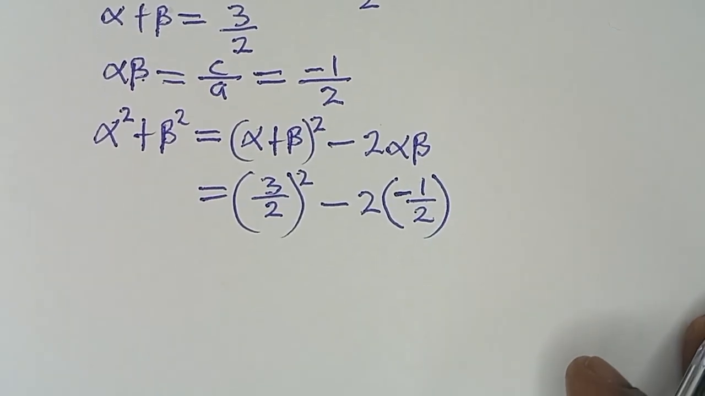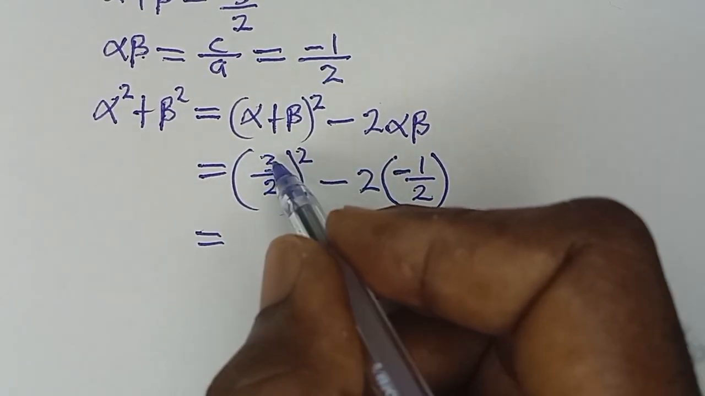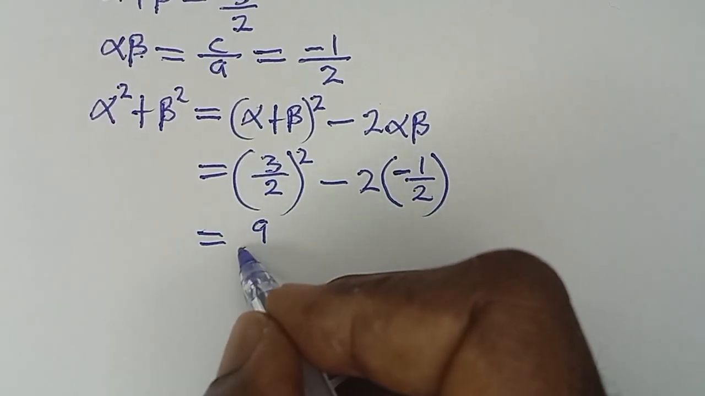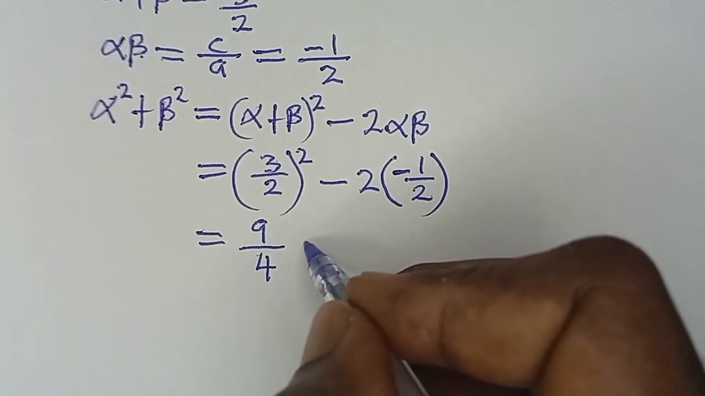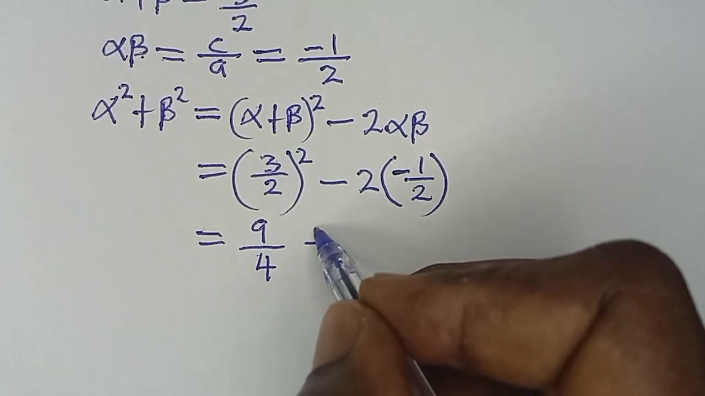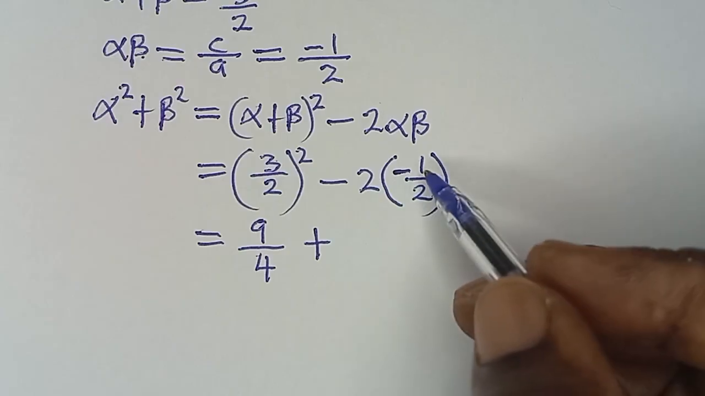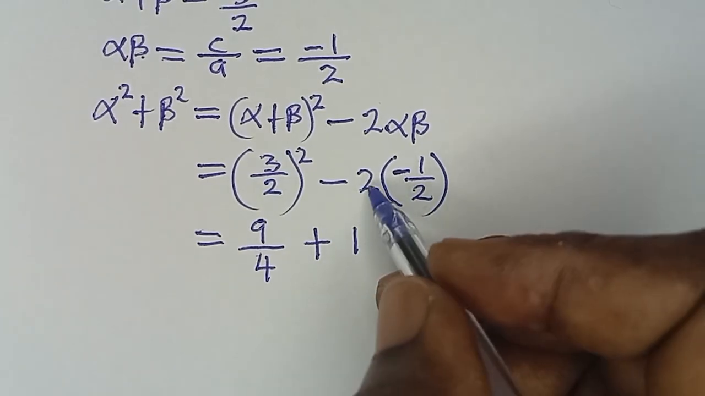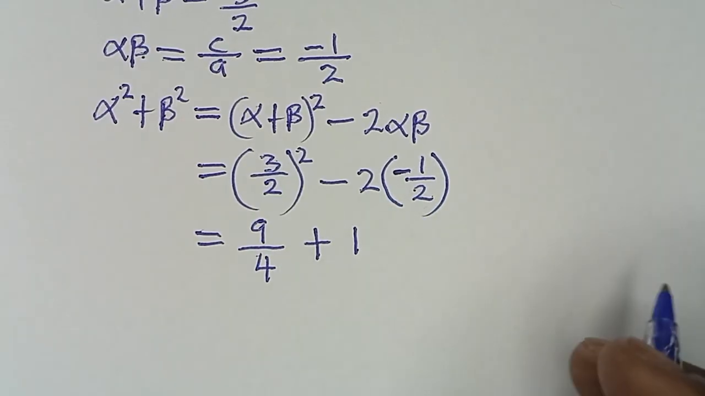Then we can now simplify so that we obtain our answer. So we now have this square affect the 3 and the 2. So 3 squared is 9 all over 2 squared is 4. And then minus. Now this negative multiplied by negative we change to positive. Don't forget negative multiplied by negative is positive. And when this 2 multiplies 1 over 2, the 2 will cancel 2 and we'll be left with 1. So this 2 multiplied by 1 over 2 is simply 1. So we have 9 over 4 plus 1.